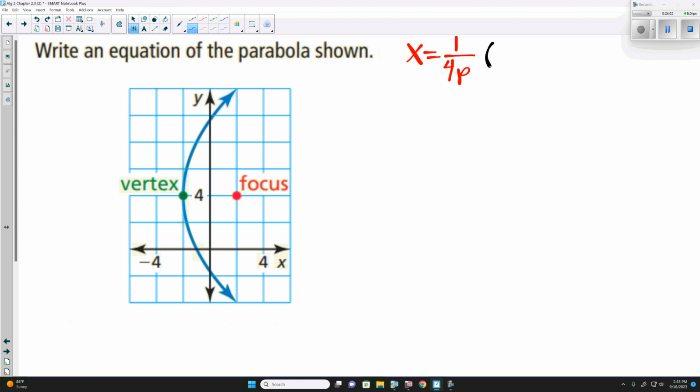Which direction is it going? This way. So if it was going left, it'd be like this. If it's going up, it'd be this.